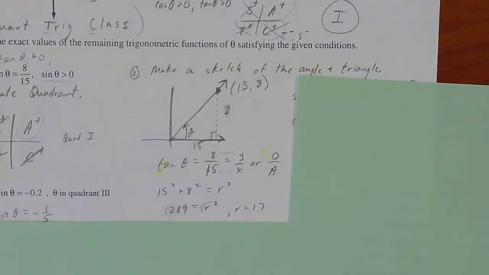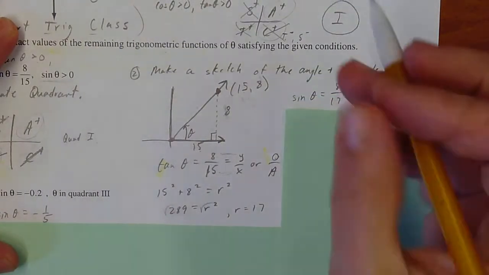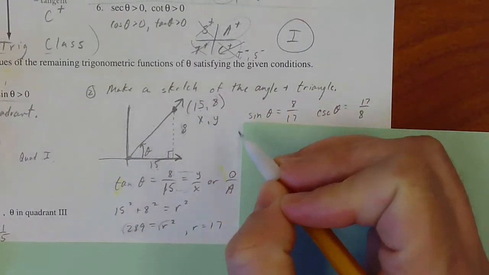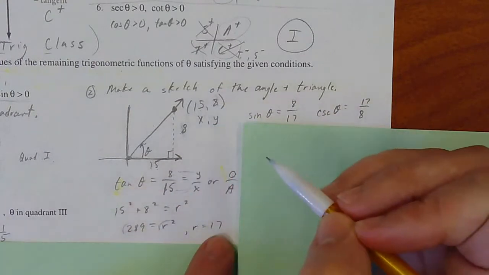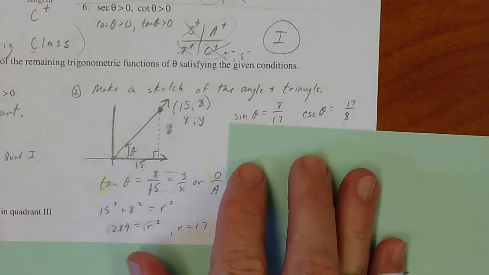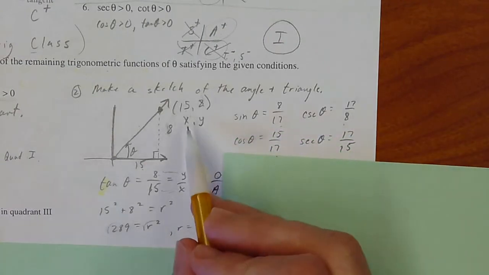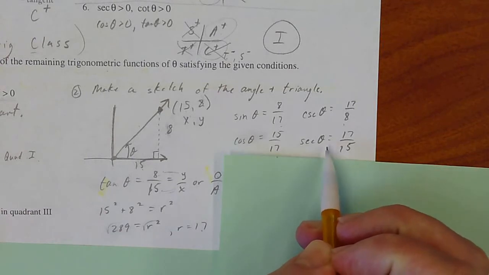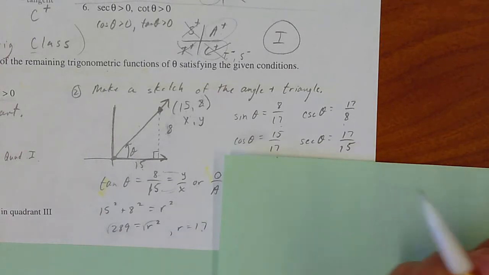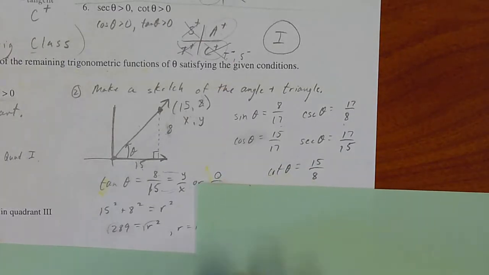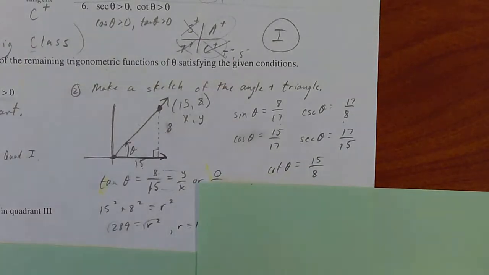All right, now we have everything we need to go ahead and find the other trig functions. Sine is y over r. If you want to label this x, y underneath, that might be a good idea. So sine is 8 over 17. Okay, cosecant. Cosine is x over r, so 15 over 17 and secant. All right, and we could have found cotangent right out of the gate because they told us tangent was 8/15, so cotangent is 15/8. Okay.